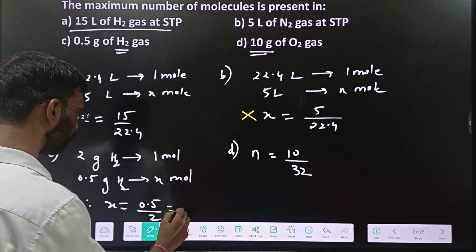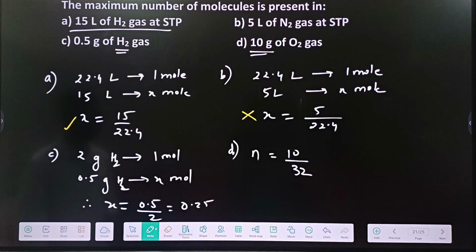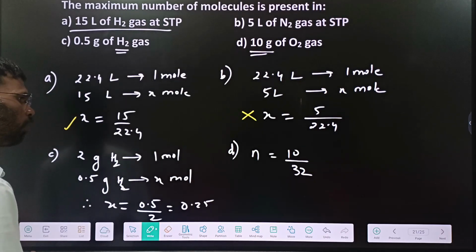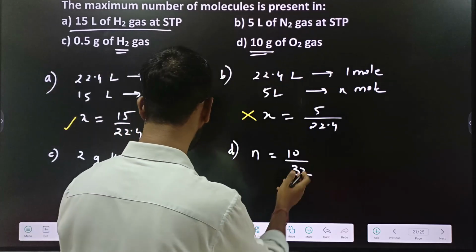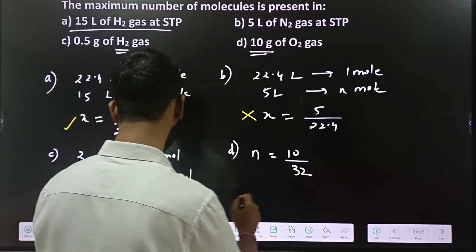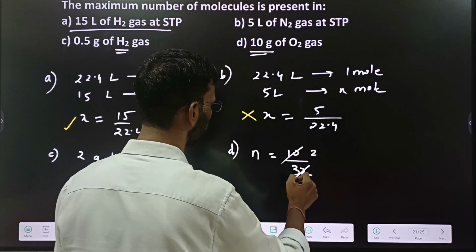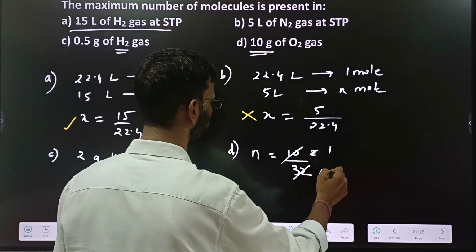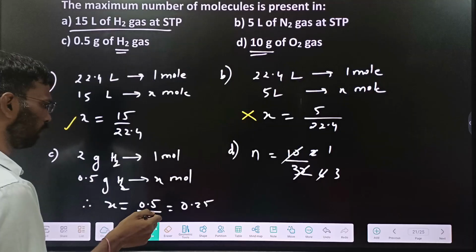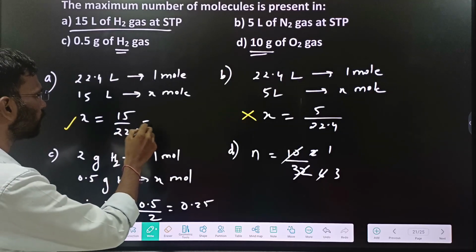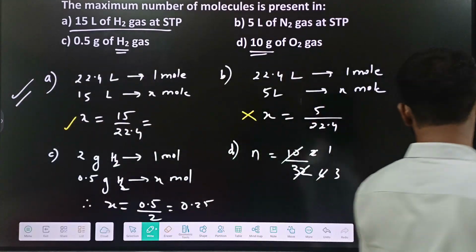This will be 0.5, 0.25, right? 0.25. Then this will again be smaller, this will be bigger than this, 5 by 22.4, and this is 10 by 32, which is 1 by 3, this is 0.33 somewhere. So the highest answer, the number of moles, will be over here. In this case, there will be a maximum number of molecules.